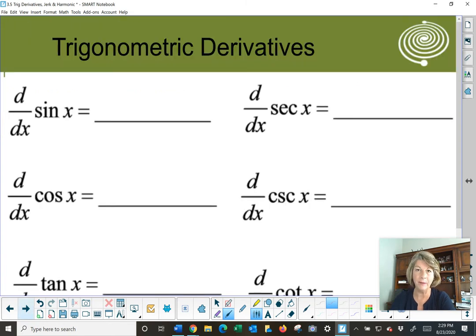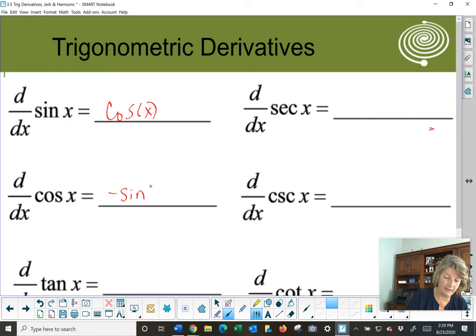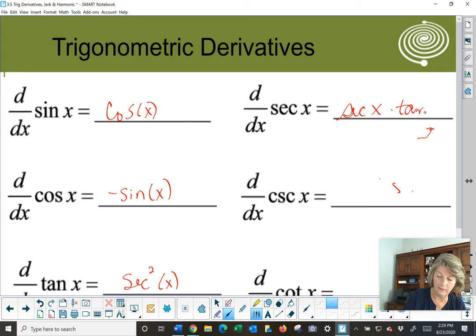Reviewing our trig derivatives. The derivative of sine is cosine of x. The derivative of cosine is negative sine of x. And the derivative of tangent, one that people have a hard time remembering, is secant squared of x. The derivative of secant is secant x times the tangent of x.